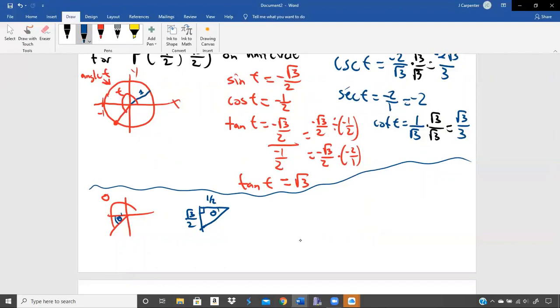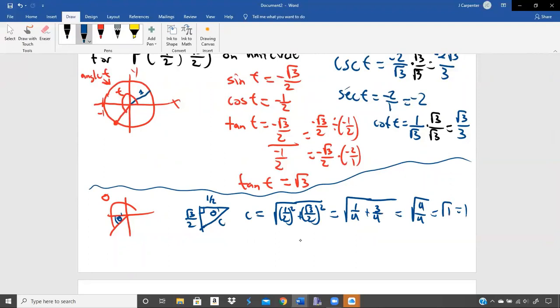And then you could say that this side, you can figure it out by Pythagorean. If you call that c, then c is equal to the square root of (1/2) squared plus (square root of 3 over 2) squared. 1/2 squared is 1/4. Square root of 3 squared is 3. 2 squared is 4. 1 plus 3 is 4. Square root of 4 over 4 is the square root of 1, which is 1. Oh, wow, it was a unit circle. It was a radius of 1.